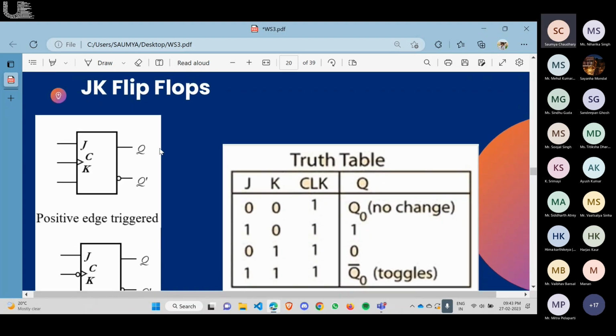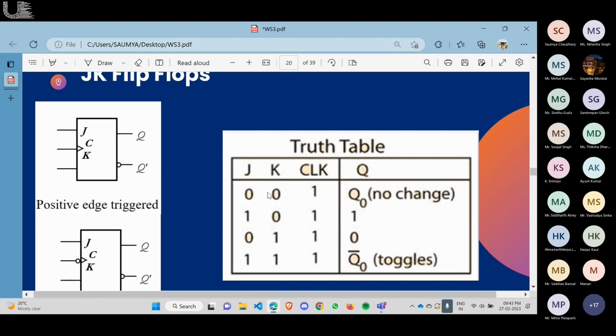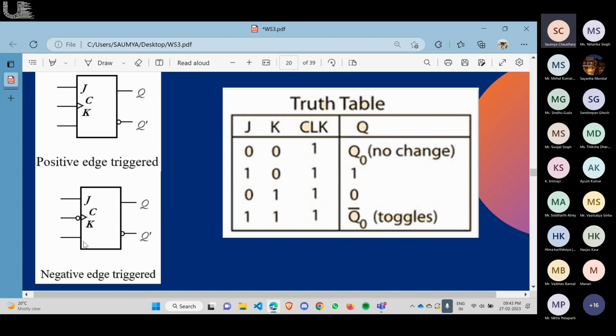This corresponds to the JK flip-flop. Similarly, outputs will be the same as the latches, but here also, in case of positive edge triggered, when the clock goes from 0 to 1, we will get this type of output. And in negative edge triggered, when the clock goes from 1 to 0.